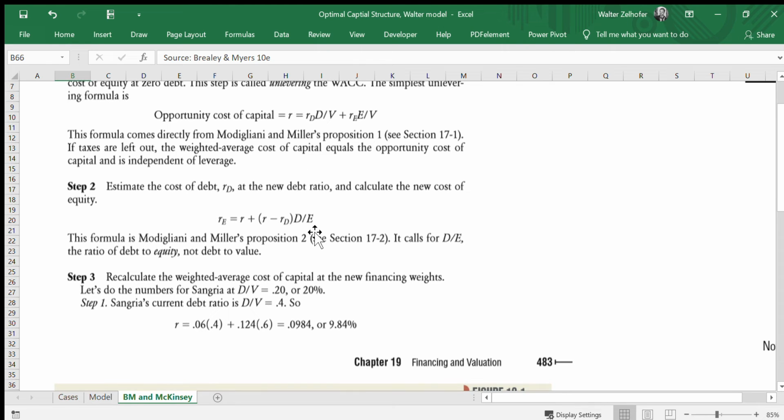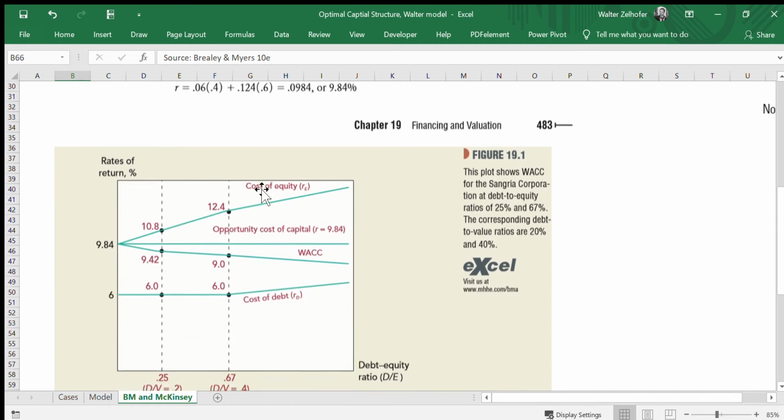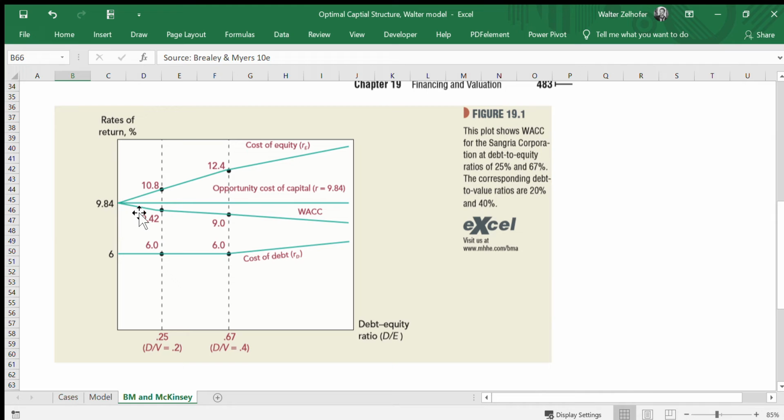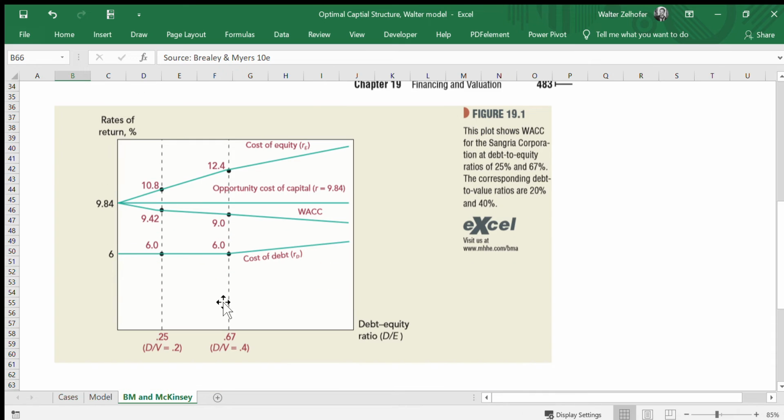Then they apply a formula from Miller-Modigliani proposition 2 to estimate the cost of equity, and they recalculate the WACC. There's a problem with this: if you apply this model and try it out with all sorts of numbers, you will see that the weighted average cost of capital continuously declines. Is that realistic? I don't think so. The realistic model would have a perfect mixture of debt and equity that would maximize the value of the firm. The model in this textbook isn't going to give you a WACC that has a minimum. In fact, it will just continuously decline as you add more and more debt.